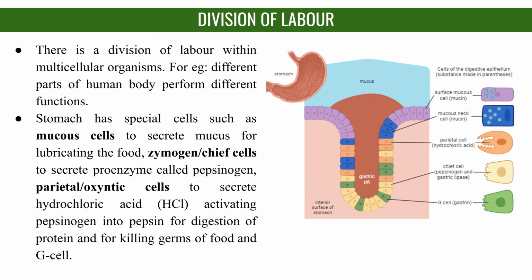Multicellular organisms exhibit a division of labor. Different parts of the human body perform specialized functions. For example, the stomach lining has various cell types, like mucus cells, chief cells, and parietal cells, each responsible for secreting specific substances vital for digestion.